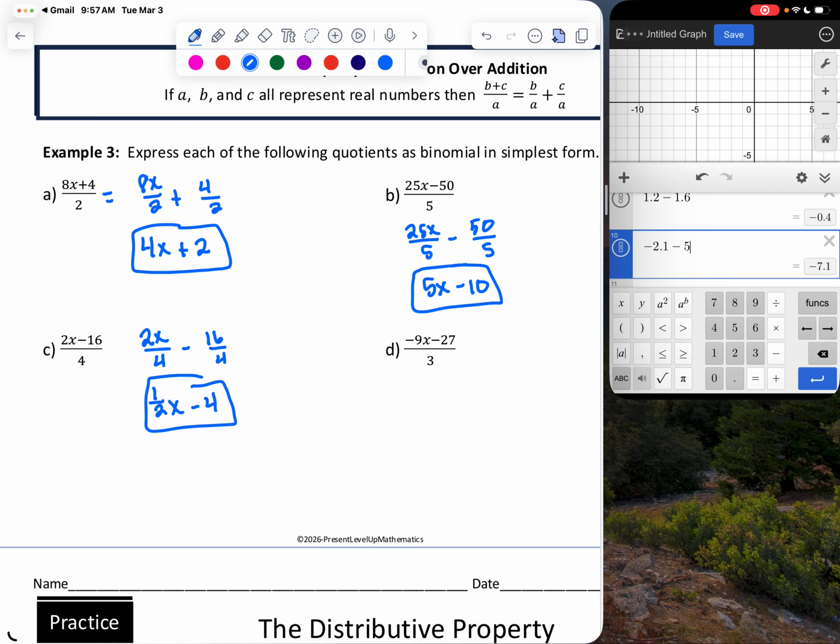All right, pause the video and try problem D on your own. All right, welcome back. Let's see how you did. I rewrote this as negative 9x divided by 3 minus 27 divided by 3. So this would be negative 3x minus 9. Check your work and see how you did. And that concludes today's lesson on the distributive property.